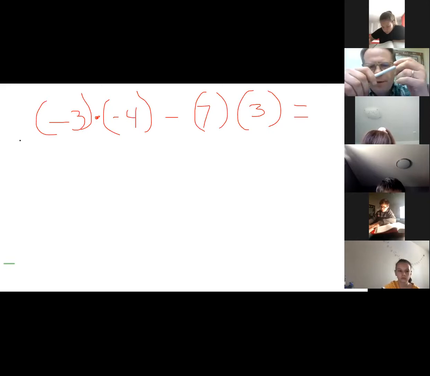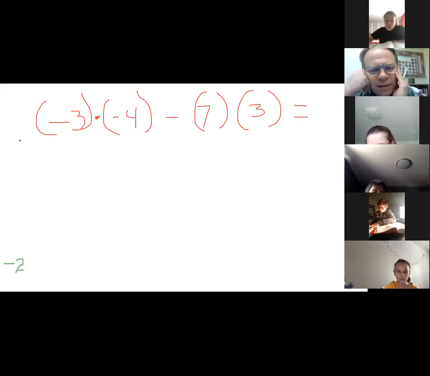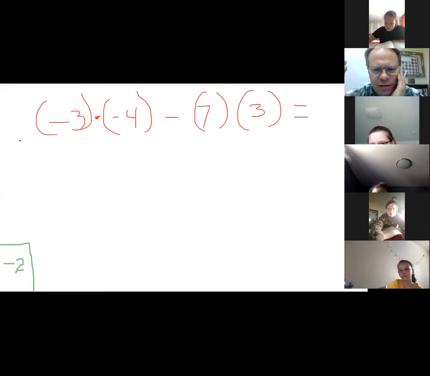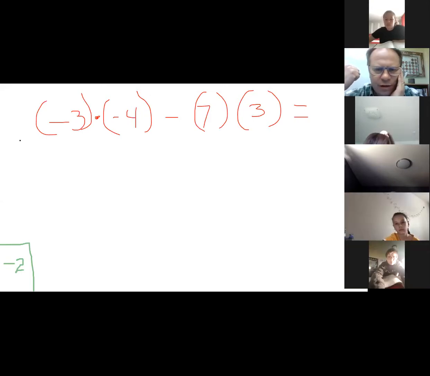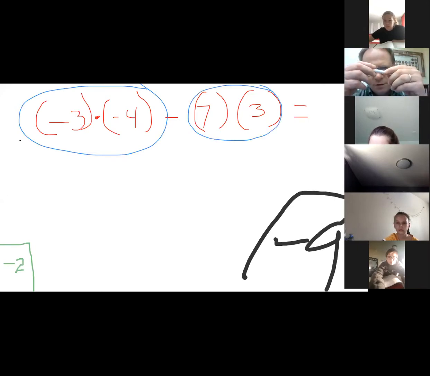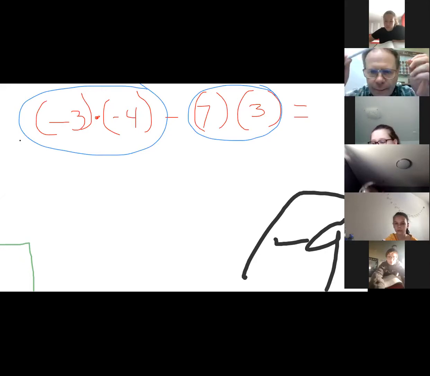Do it piece by piece. Remember, PEMDAS: parentheses, which there are really nothing to solve in the parentheses of any of these. Exponents or roots. Multiplication, division. So that would be the first thing you do, multiplication here, and multiplication here. And then you do the subtraction afterward.